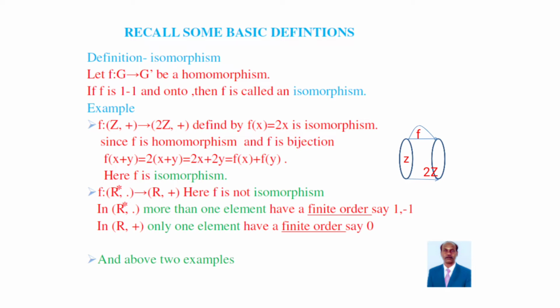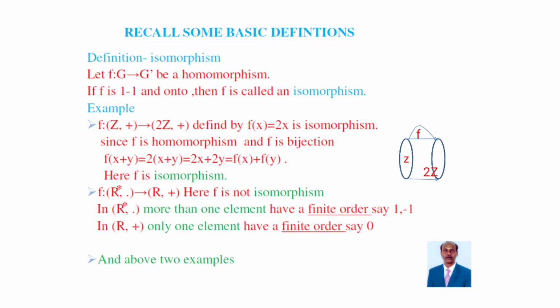Here we take f of x plus y equals 2 into x plus y. Then we can write this as 2x plus 2y, which equals f of x plus f of y. That is, f of x plus y equals f of x plus f of y. So 1-1, onto, as well as homomorphism are satisfied. Therefore, f is an isomorphism.